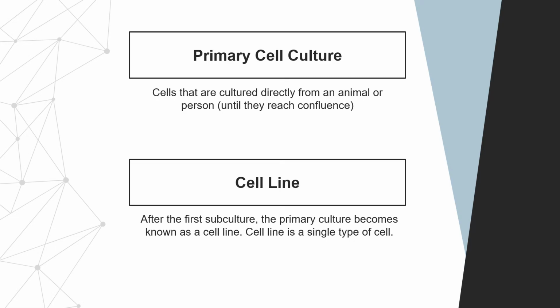Okay, and cell line, sometimes they may be called secondary culture. Okay, and a cell line is generally a single type of cell. Over time, as you keep on passaging them, you will get a single type of cells.